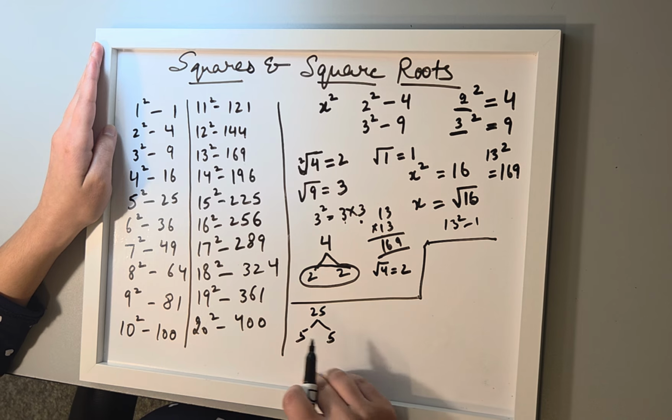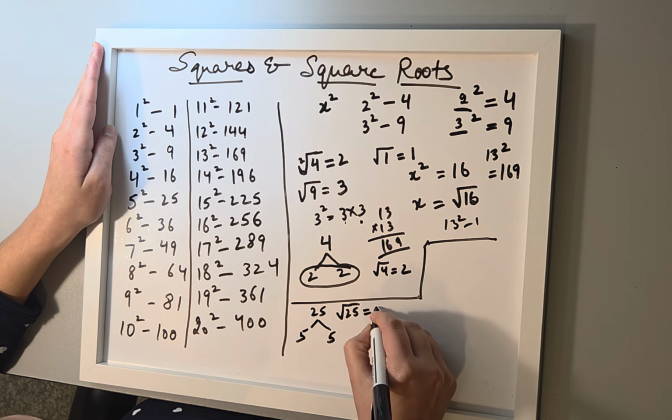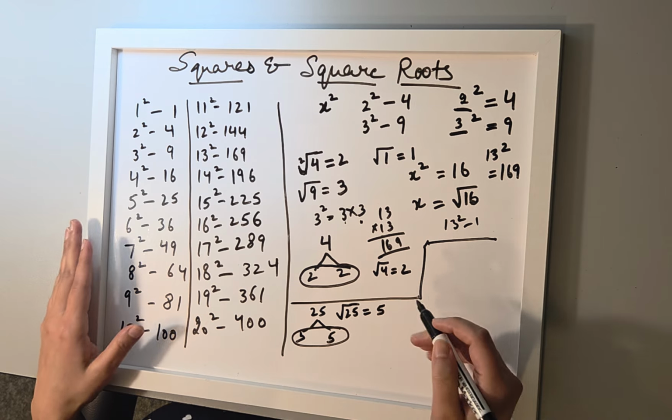We cannot break it down further. 5 is a prime number, so we say the square root of 25 is 5, because this is one pair. Okay, now let's start taking bigger numbers.